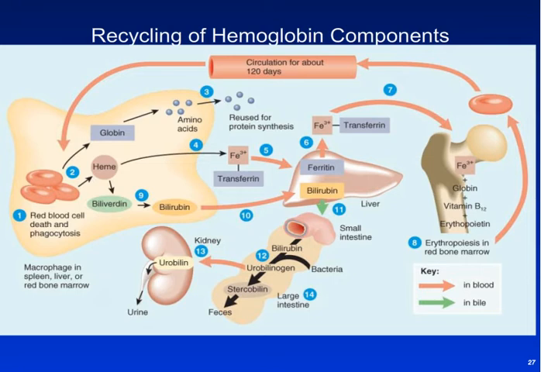The heme component is the iron-containing component of the blood. This is going to be transported back to the red bone marrow. So the heme is transported out of the liver or out of the spleen by a carrier molecule called transferrin. Transferrin carries the iron to the liver and eventually from the liver to the red bone marrow.